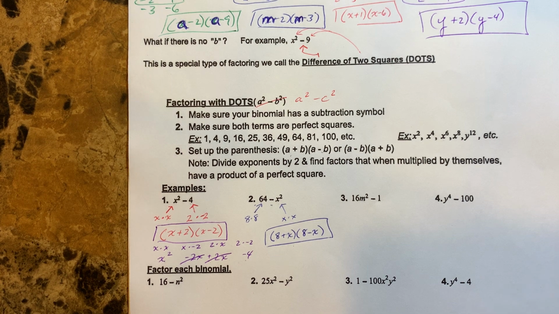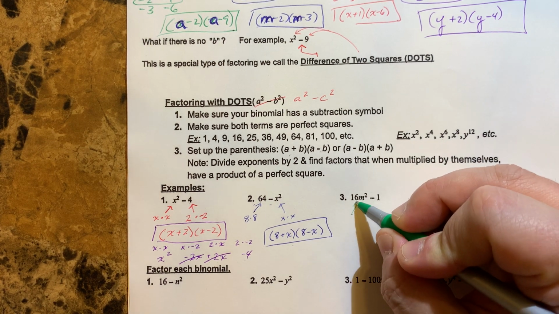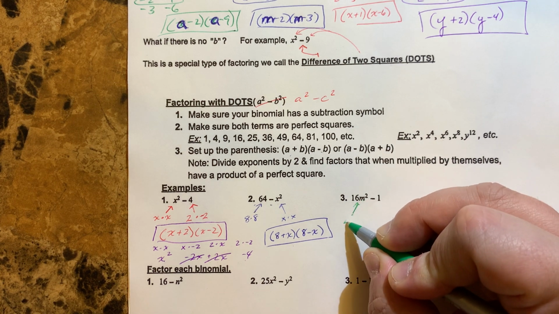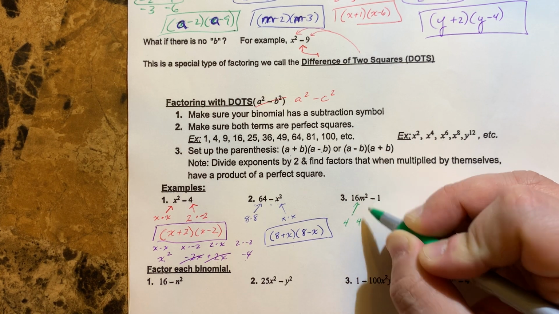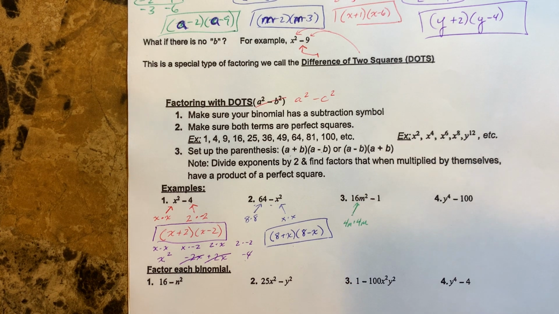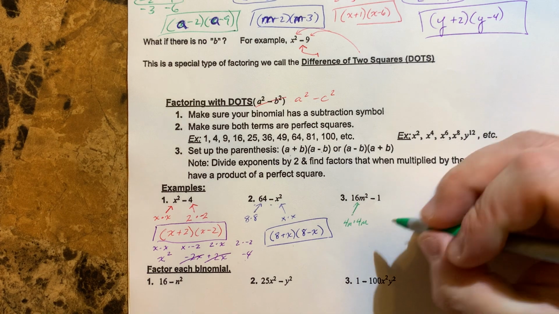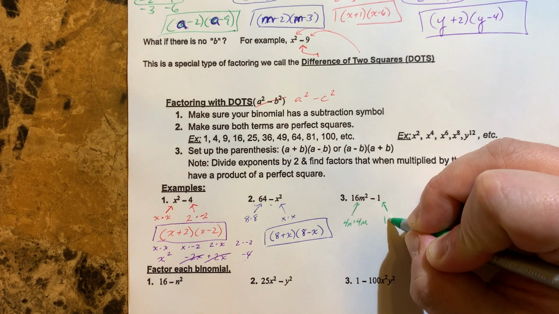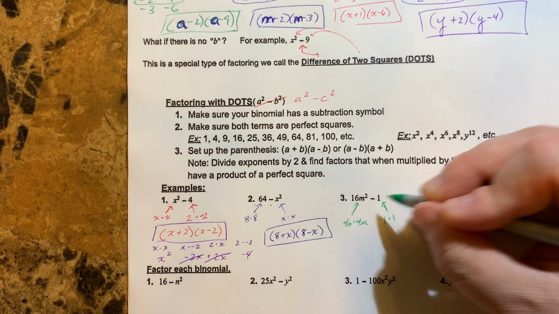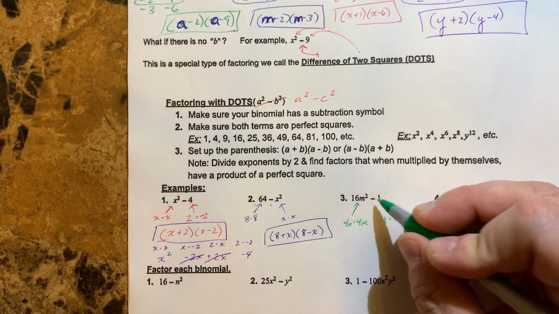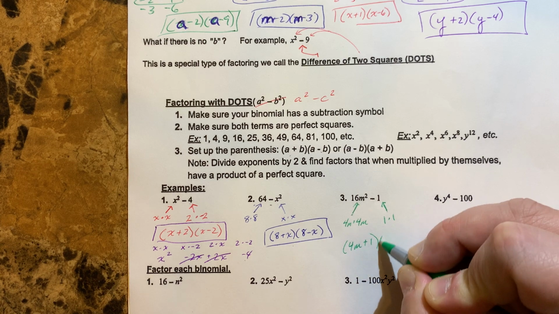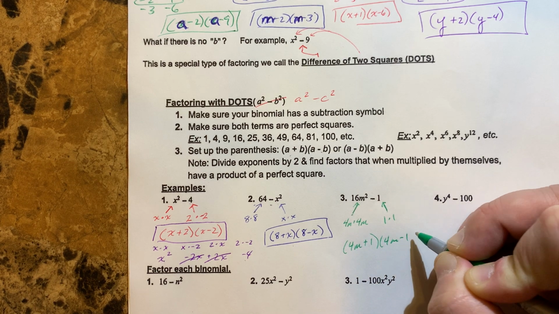What multiplies by itself to get 16m squared? Well, 16 is created from 4 times 4, and an m squared is created from m times m. So that must have been 4m times 4m. And 1 is 1 times 1. So that's another perfect square. So this is a difference of two squares, and we could factor this by having 4m plus 1 times 4m minus 1.